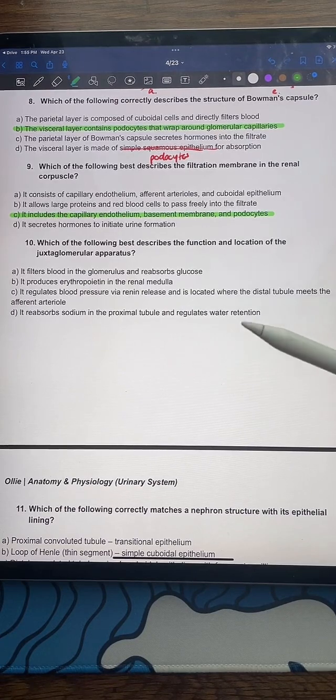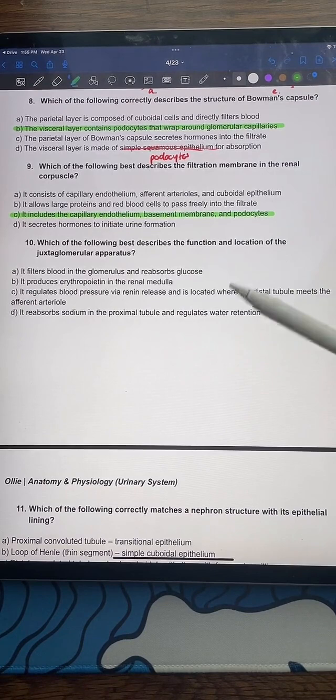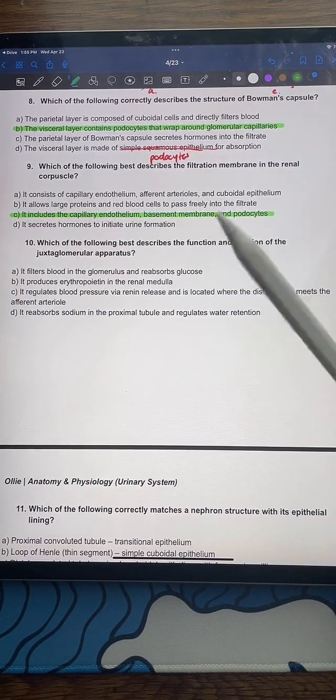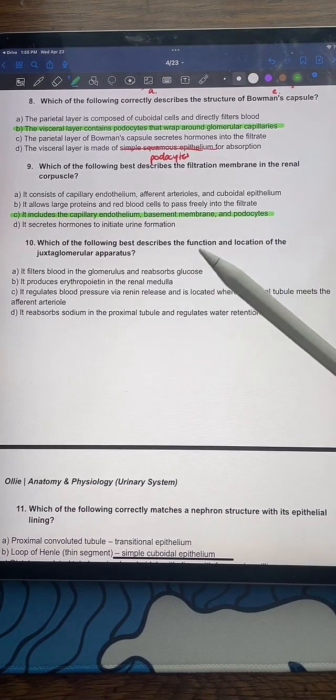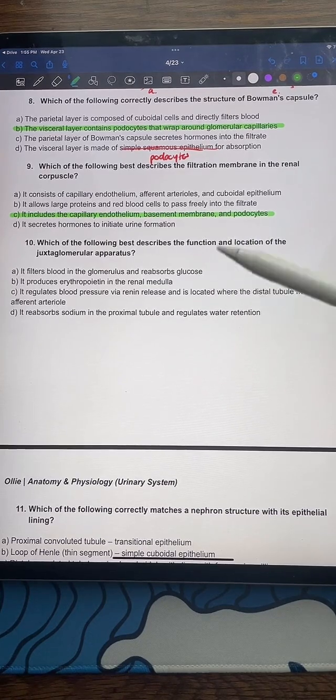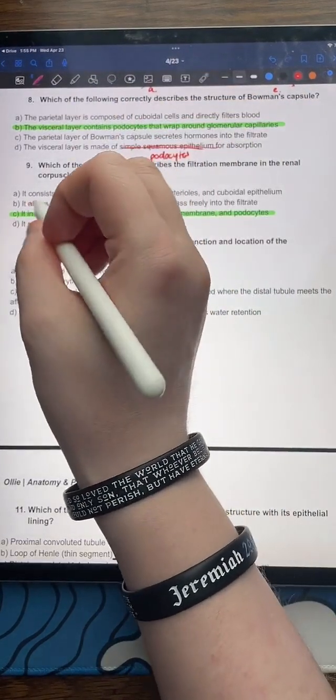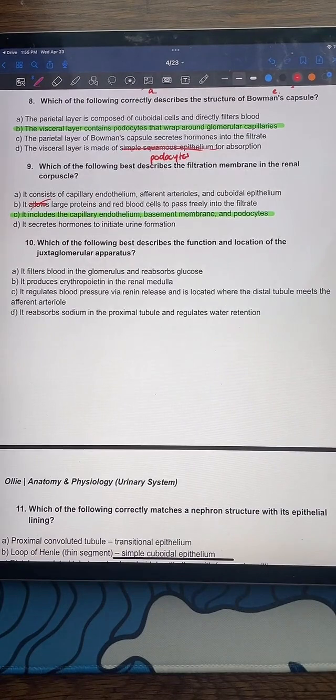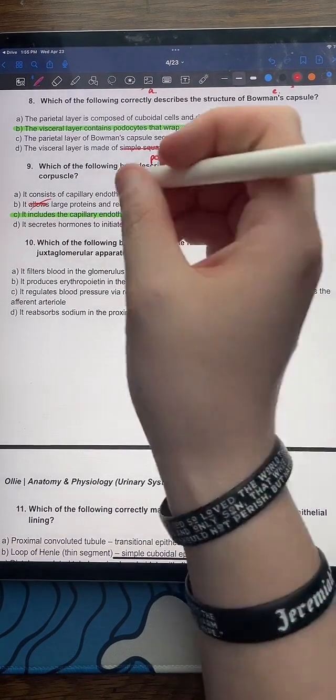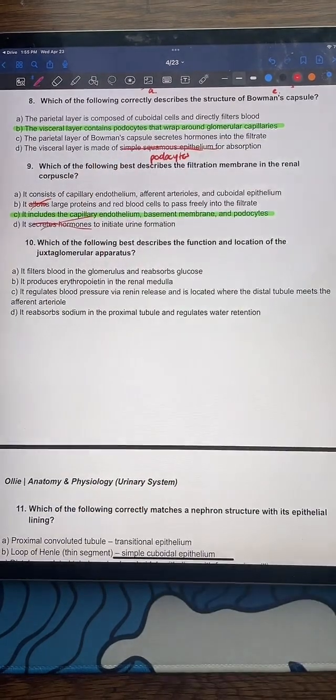Answer choice A is wrong. Afferent arterioles supply blood, but they're not part of the filtration membrane. B, the membrane restricts large proteins, so it would restrict, not allow. And then D, the filtration membrane filters plasma. It does not secrete hormones, so no secreting hormones here.